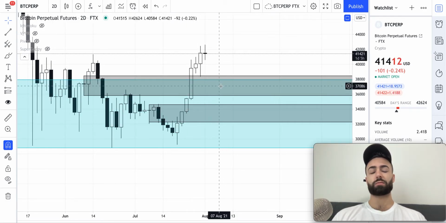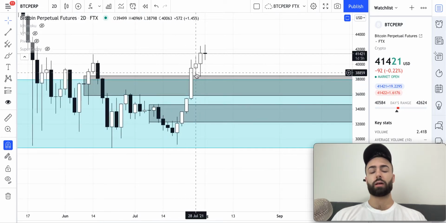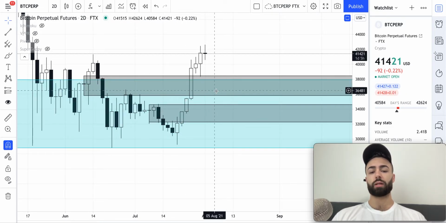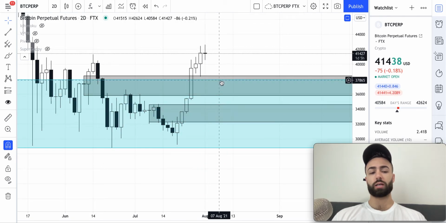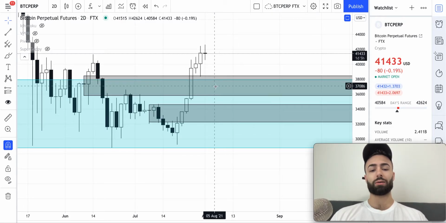And the reason for that is because this is a 2-day level, and 2-day levels usually take a little bit to go through. This we tested here once, but I think one more test is reasonable for this to hold. So if we do come down there, that is probably where we'll bounce.